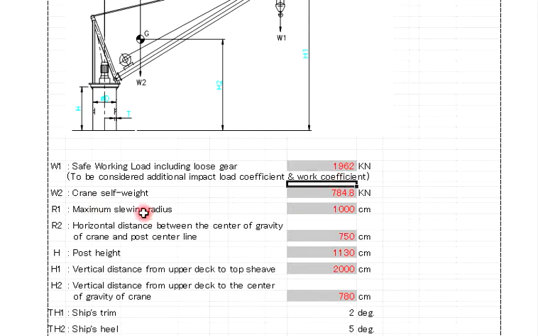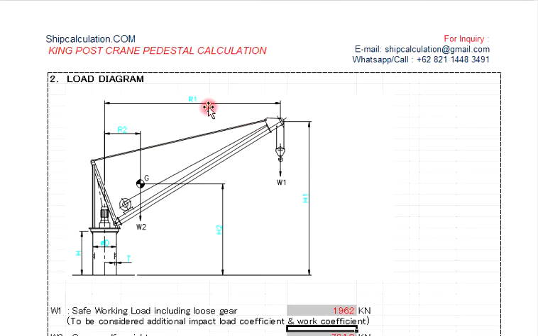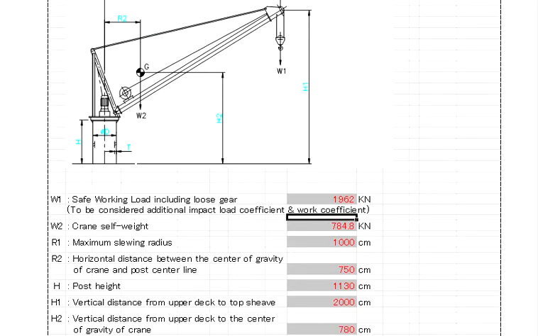And then the maximum slewing radius is r1 in this one. So this is the maximum slewing radius, here it is around 1000 centimeter, okay. And then this one is the horizontal distance between the center of gravity of the crane and the force center line. So you take the center of the pedestal, go to the center of gravity. As long as you know the center of gravity of your crane, you have to make a sketch like this, so that it is easy for you to do the calculation.